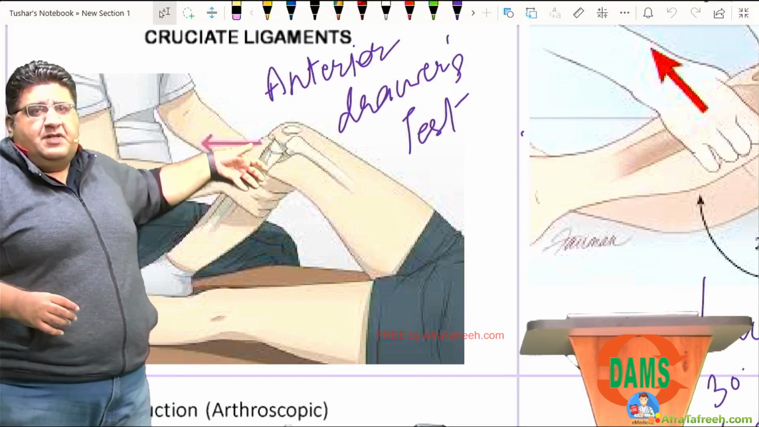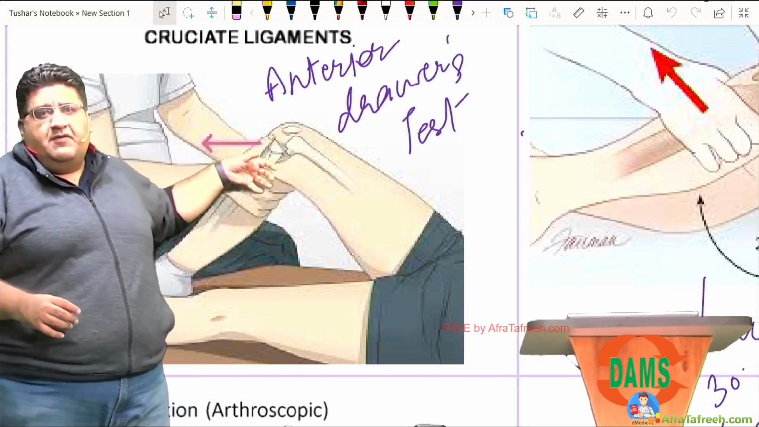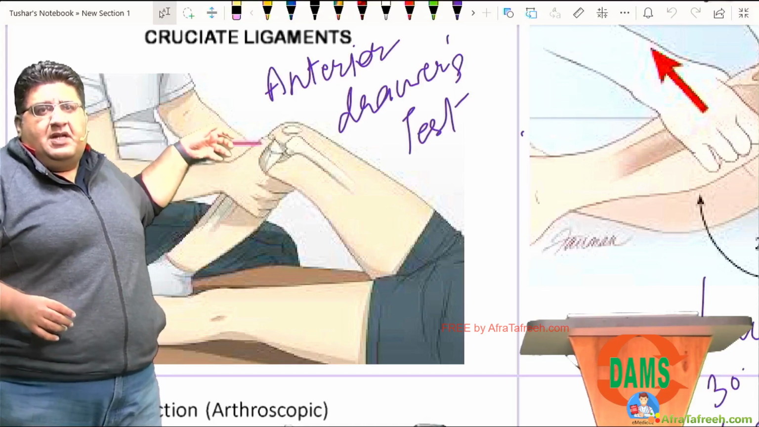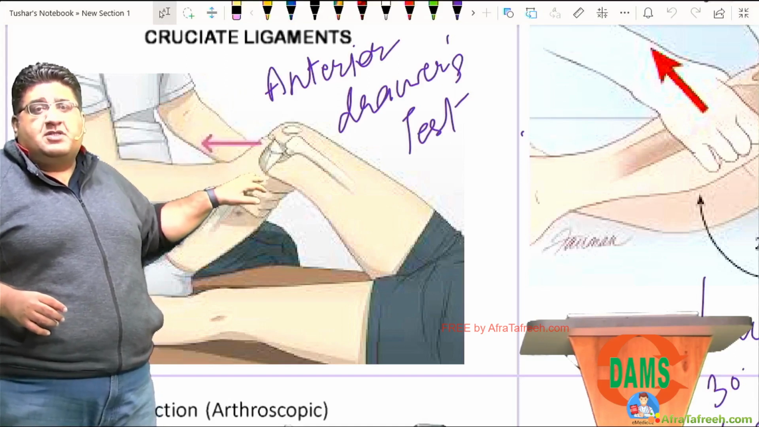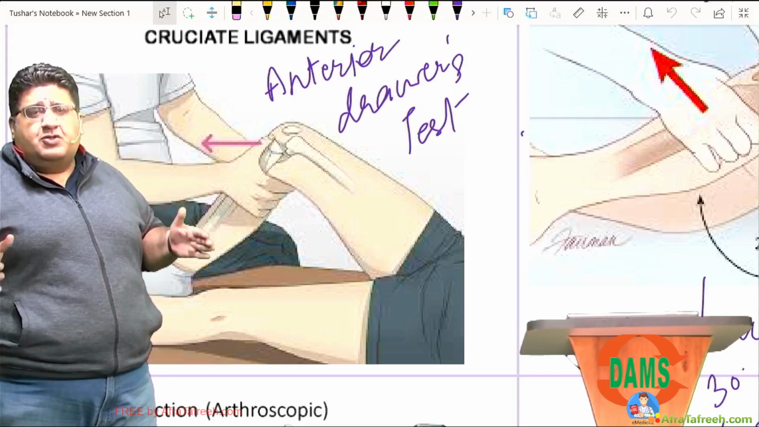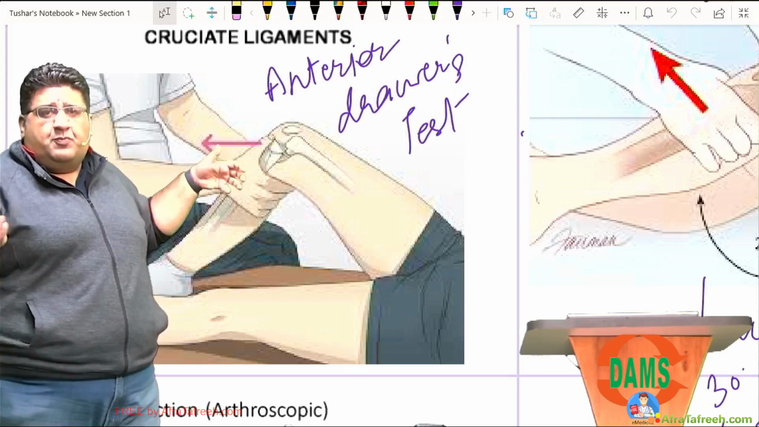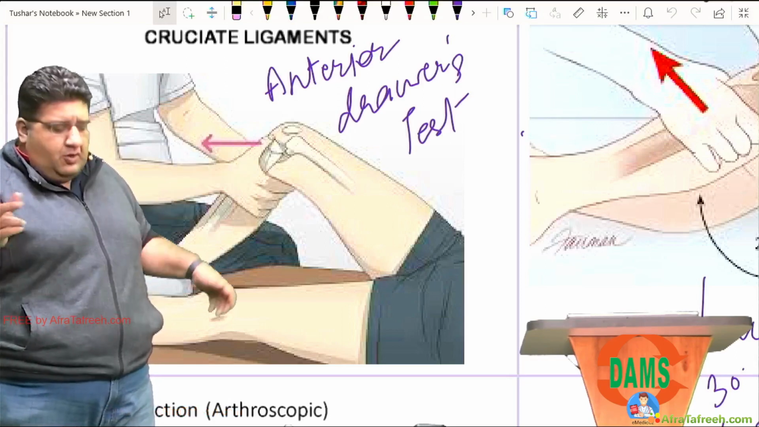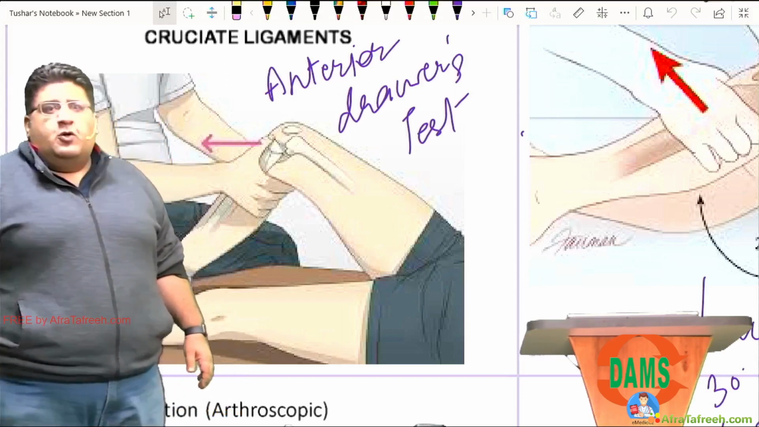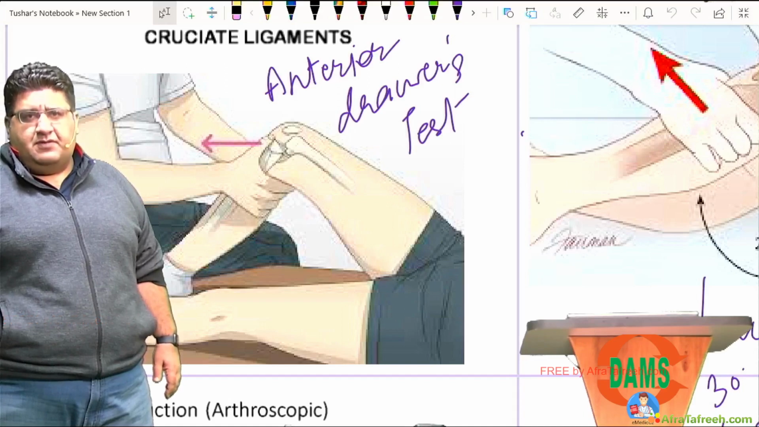And if the tibia gets pulled excessively anteriorly with respect to this femur, we are going to say anterior drawer test for ACL tear positive, because the job of ACL was to prevent this excess anterior translation of tibia with respect to femur. Since it is happening, ACL is not doing its job, therefore it is torn. I hope you understood anterior drawer test for ACL tear positive.